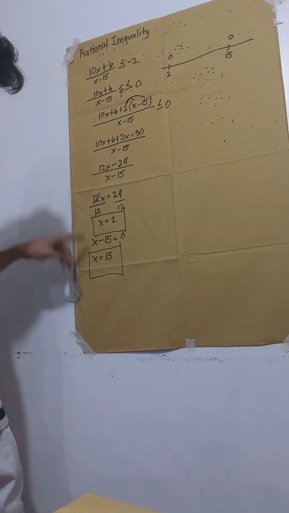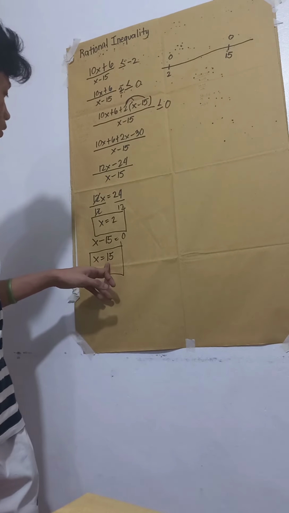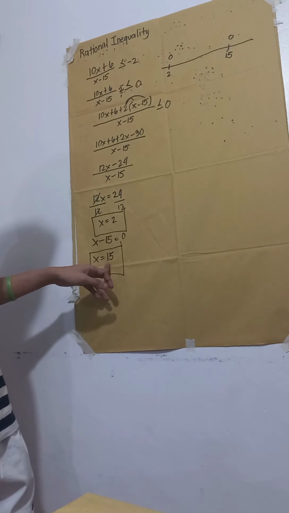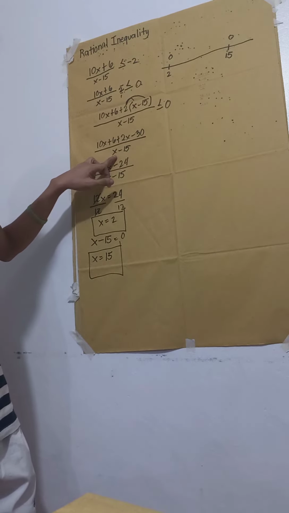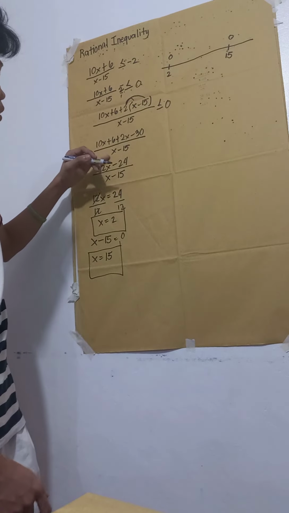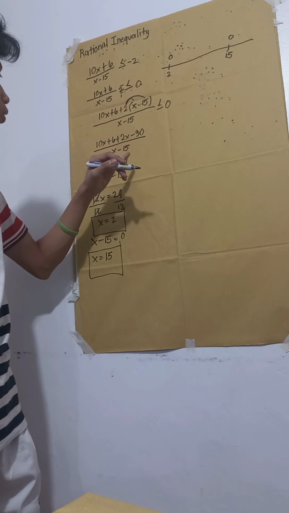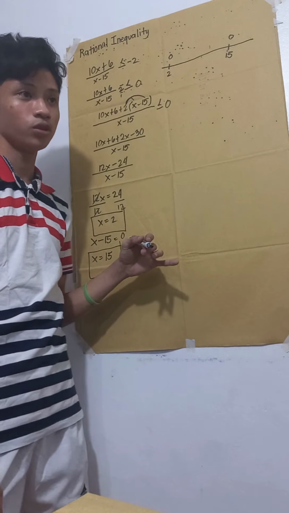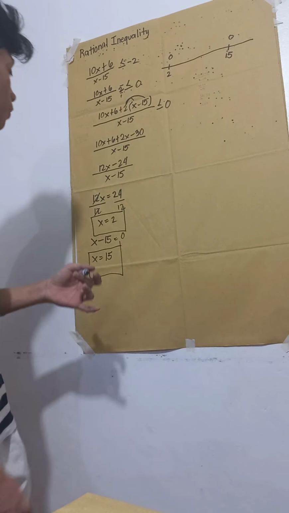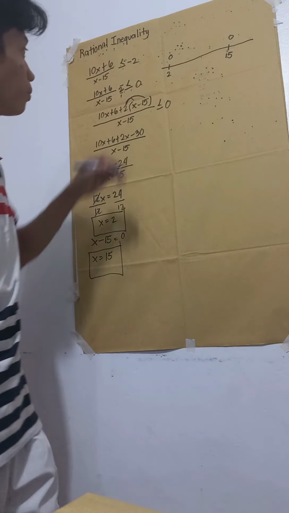This is not an exact solution, because if we substitute 15, 15 minus 15 is equal to 0. So our equation is undefined, which we can't solve. So we must use positive 2 for checking.